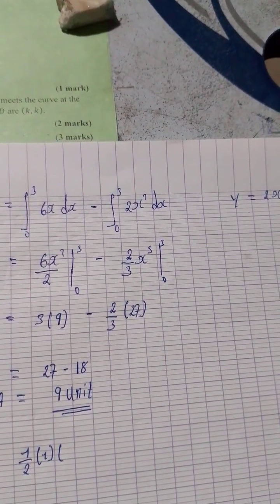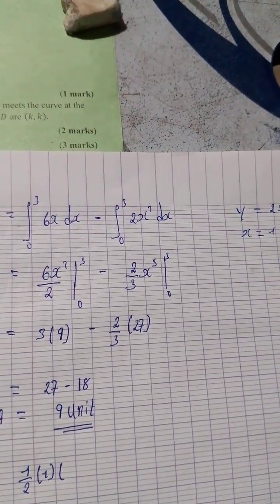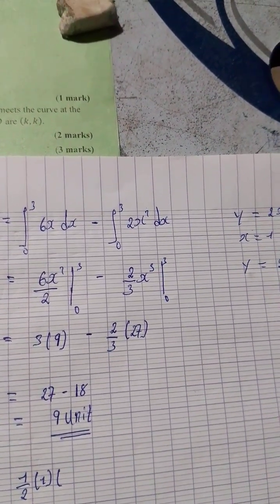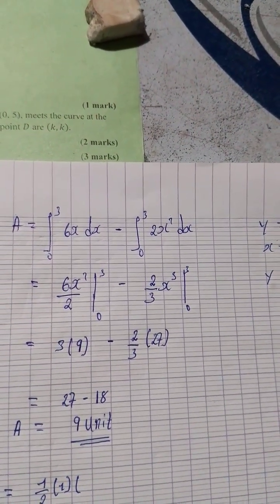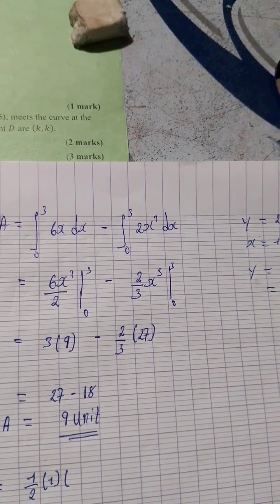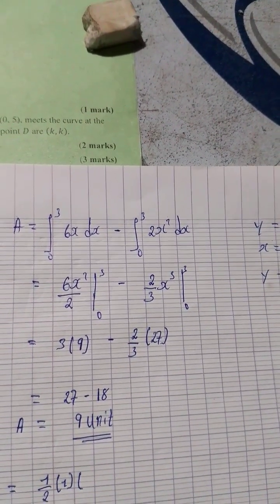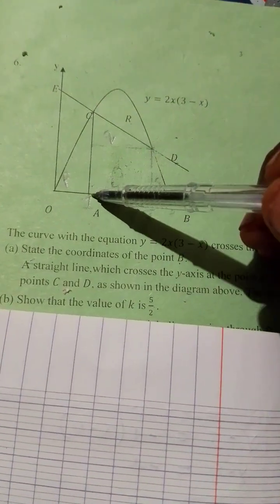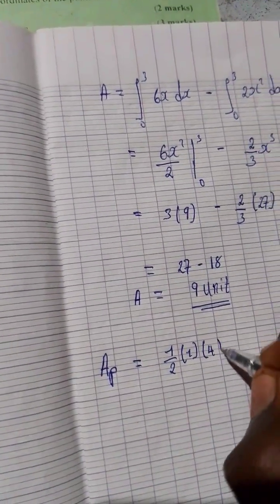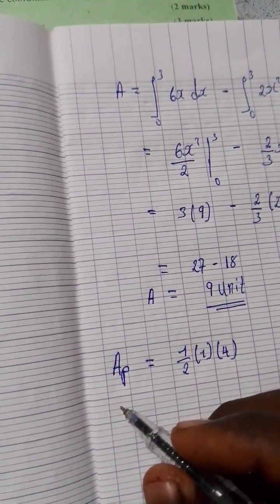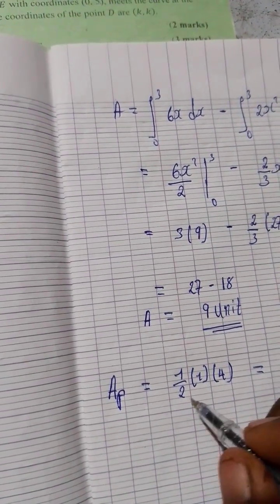when x equals 1, realize that my y becomes 2 into 1 into 3 minus 1, which is equal to 2. 3 minus 1 is 2, that's 2 into 2, which is equal to 4. It will mean that the height from E to C is 4. Times height, which is 4. So the area of figure P, or the region P, will simply be 2 units.